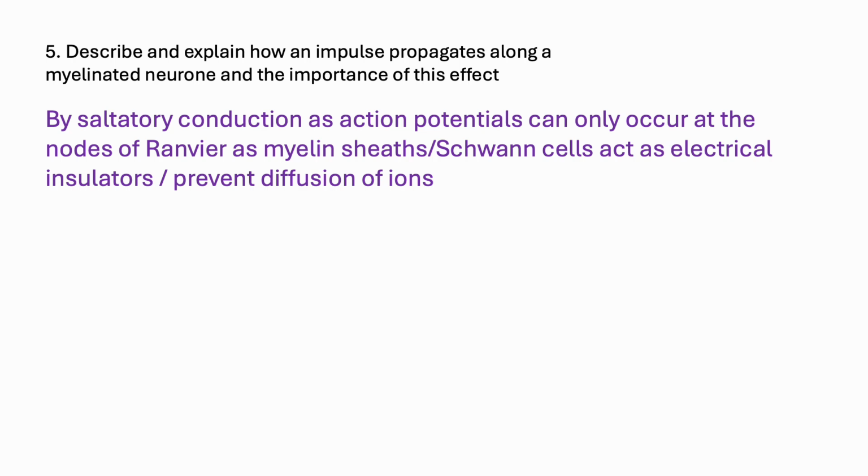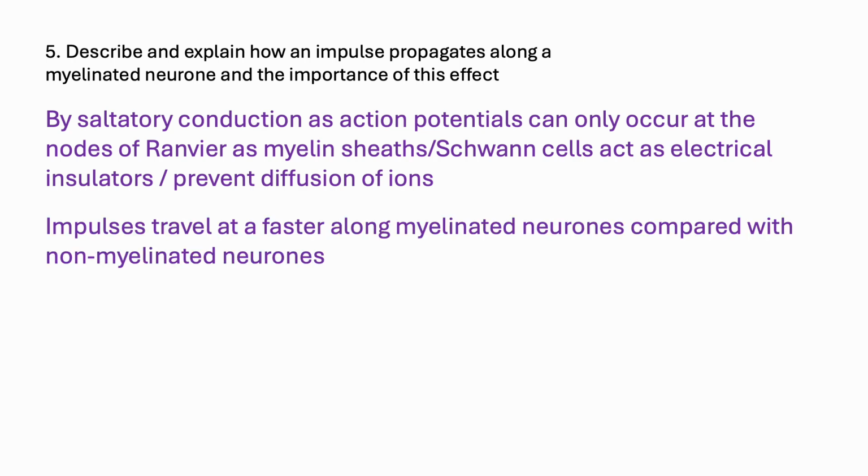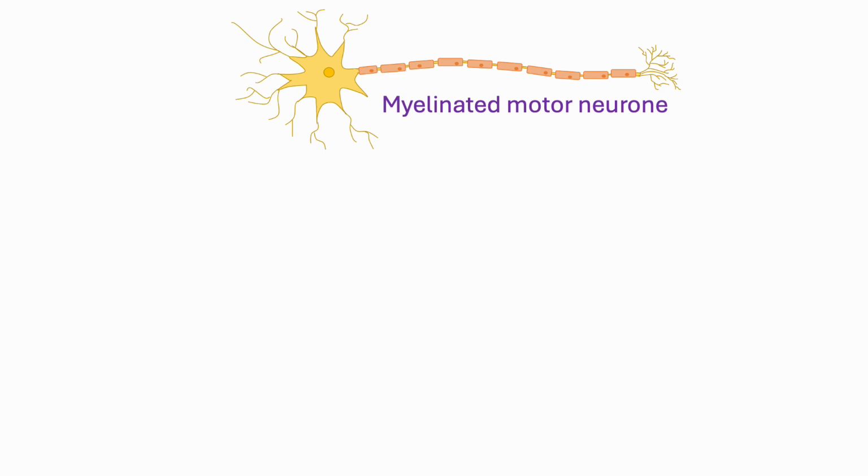And so we can take a look at a diagram of this process. And of course, the importance of this is that the impulse travels along the myelinated neuron much faster than it would do in a non-myelinated neuron. So now let's have a look at the diagram. We've got a myelinated neuron here.